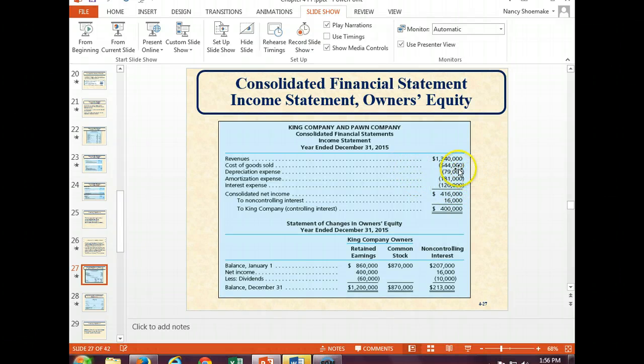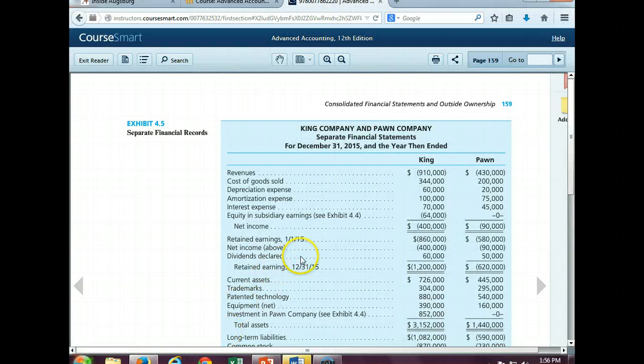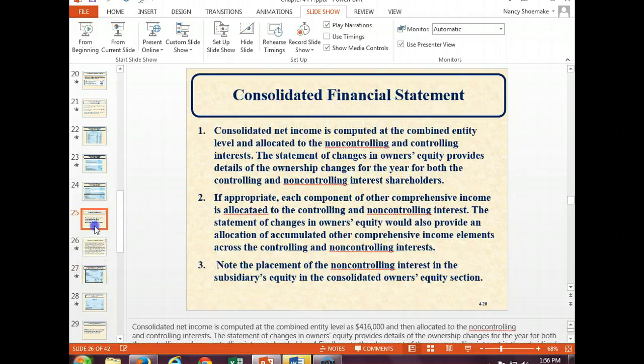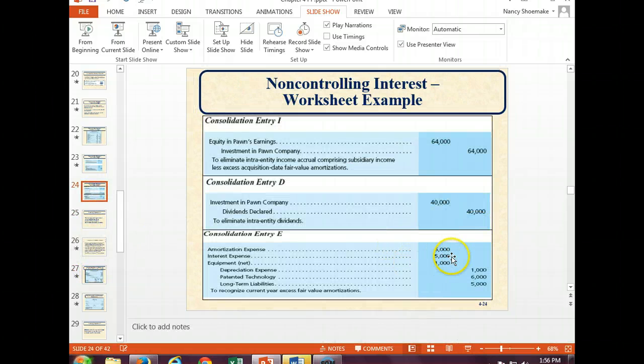Our amortization expense of 181 is going to be the 100 plus the 75 plus the 6,000 of amortization we showed on this previous journal entry. Here, you see this amortization expense? So we're going to combine both of the companies, but we also have to take into account our adjusting worksheet entries. Okay?